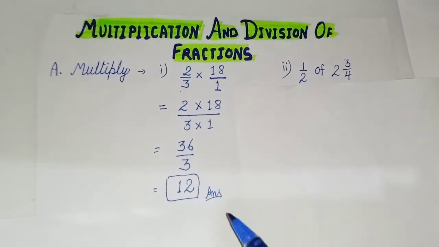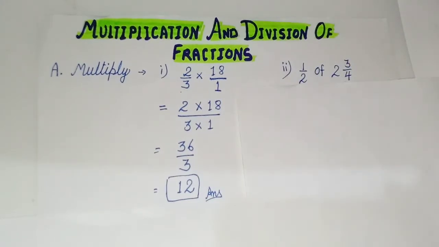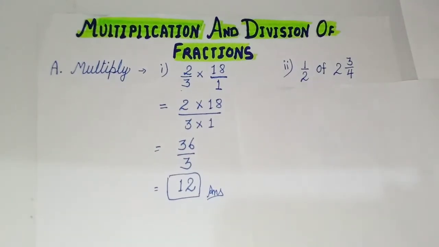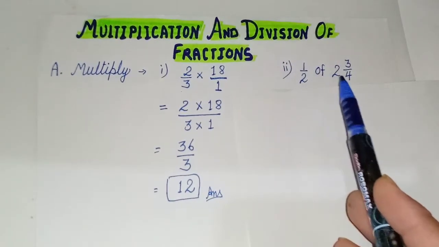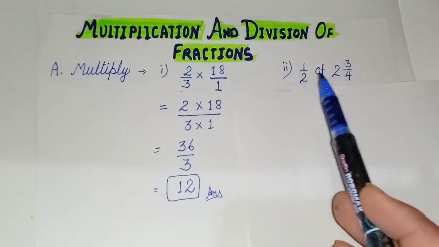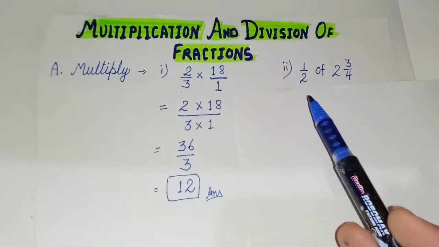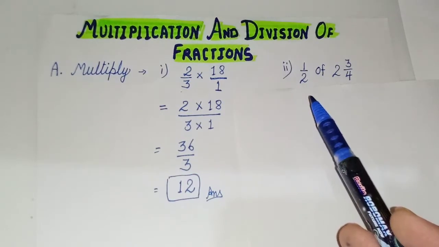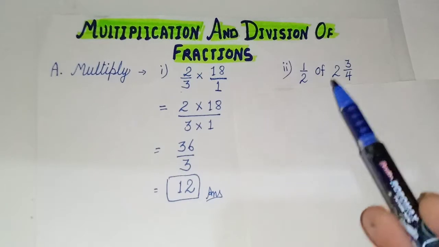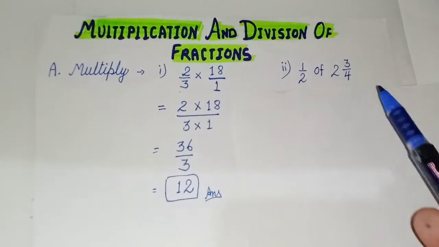Now let us see the multiplication of fractions by another example. That is the second example here. Here you can see the question: 1 upon 2 of 2 integer 3 by 4. So here this word "of" means multiply only. Whenever you get any question in this "of" form, there also you need to multiply only. So that means 1 by 2 into 2 integer 3 by 4.